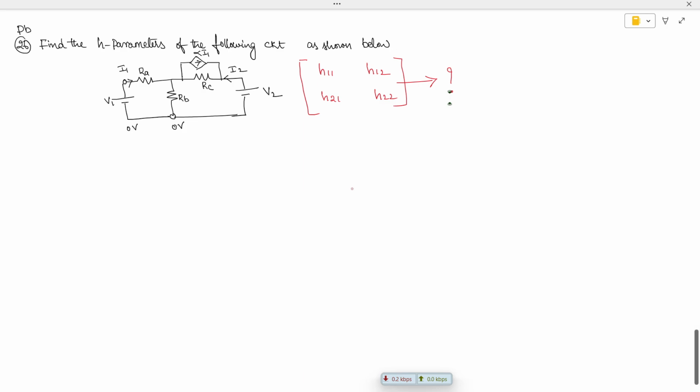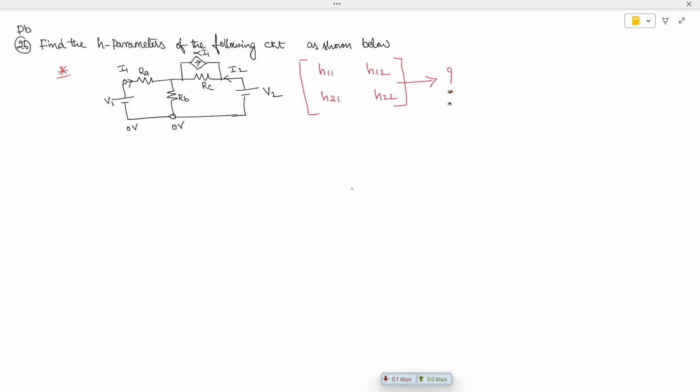Today we are going to discuss finding the H parameters for the circuit shown below. So here this is a dependent source. This is very important in competitive exams as well as from an academic point of view. It is very simple, and we are going to solve it here.